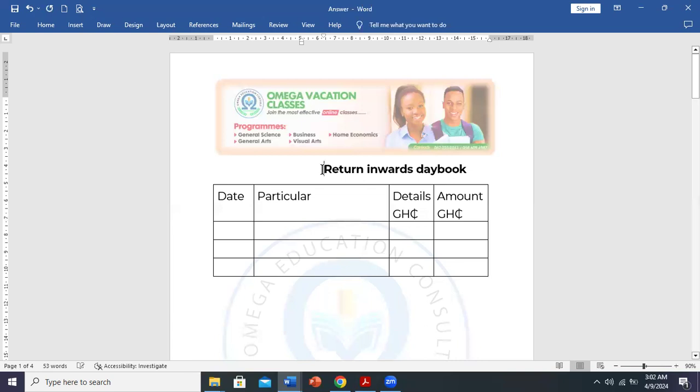If you don't prefer the day book, you can also use the journal. So return inwards journal, sales journal. But the other names, it doesn't sound well when you say sales subsidiary book, even though you will not be marked down. Either use the day book or the journal. That is the best. Okay. So any questions before we continue?